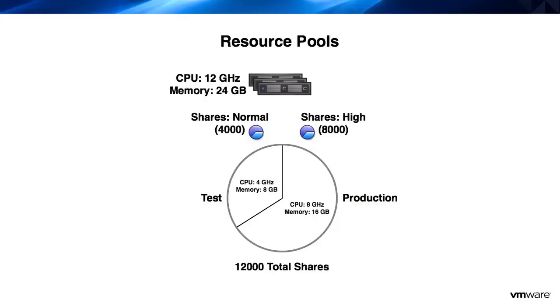We will create two resource pools, one for test with shares set to normal, and one for production with shares set to high. In the event of CPU and memory resource contention, the production resource pool receives 8 GHz of CPU and 16 GB of memory, and the test resource pool receives 4 GHz of CPU and 8 GB of memory.